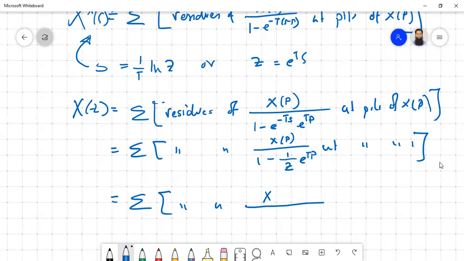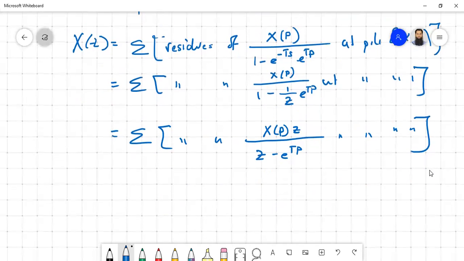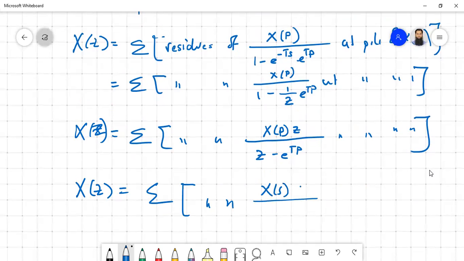Finally, if you simplify a bit, the summation of residues at z, with z in the numerator as well, becomes XP z divided by z minus e to the power Tp. Now, notice that this equation is only in terms of p, so s is now absent. So if you want, we can write the same equation as before, replacing p by s to make it more familiar, because only one operator is available now. So this is what we can write.